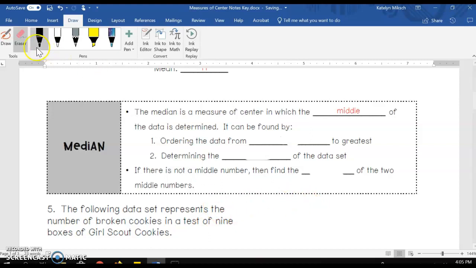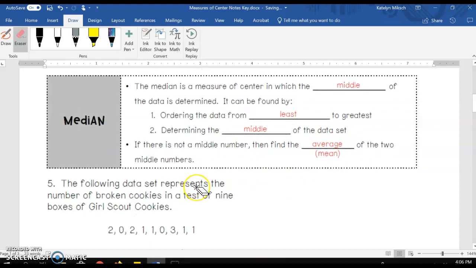So median, middle. When we find median, it's pretty easy, but there's some steps you have to be careful not to forget. So first, you have to put the data in order from least to greatest. A lot of people forget that step and they get it wrong when it should be very easy to get right. Once you do that, you find the middle of the data set and you have the median. If there's not an exact middle number, so for example, if you have an even amount of pieces of data in your set, you are going to have to find the average or mean of the two middle numbers. So let's look at an example here.